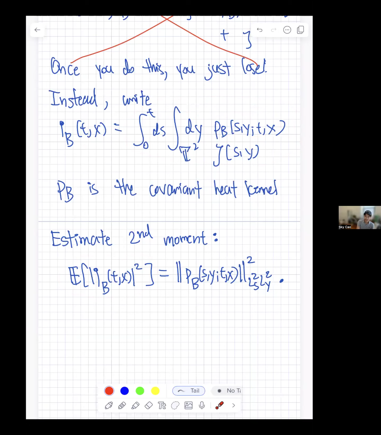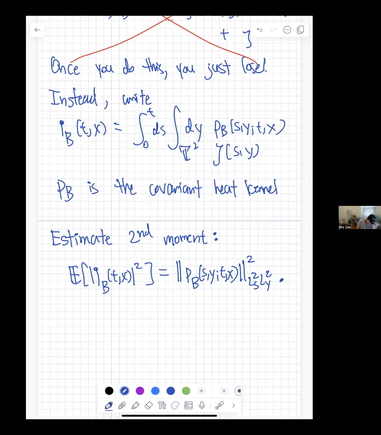So if now I think probabilistically and want to control this object, I can at least control the second moment of this random variable. And the question is, how do you control this norm? This is an L2 space-time norm. It's an L2 norm in S and Y because those are my integration variables, and I'm integrating zeta in S and Y. And that's where this diamagnetic inequality comes in.